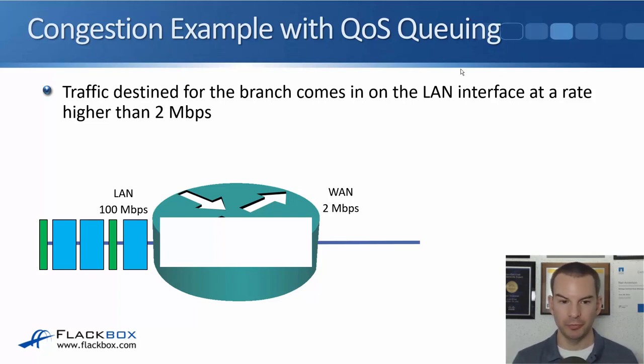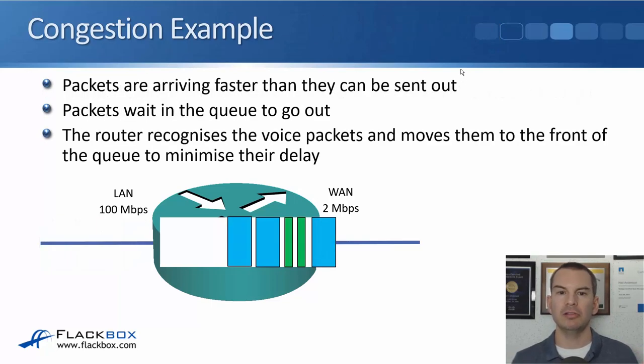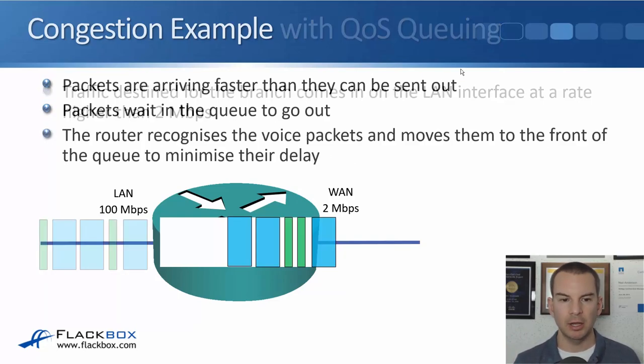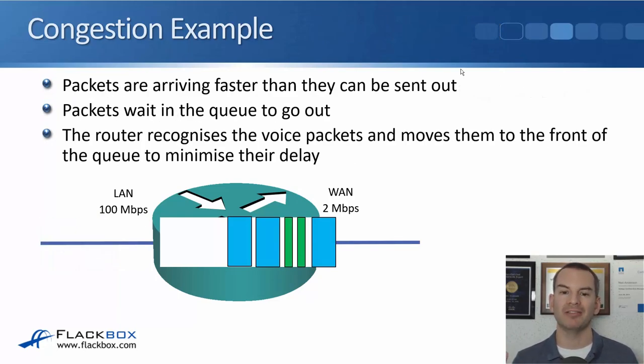It's the same scenario before, where we've got traffic coming in at a rate higher than 2 megabits per second. The data packet comes in first, then a little voice packet, then 2 data packets, and then the voice packet. So we've got congestion, that traffic goes in the queue, but the difference now is, if I go back that one slide again, you see it was blue, green, blue, blue, green. Now, what we do with queuing is we put our voice packet straight to the front of the queue whenever there is a queue in the router.